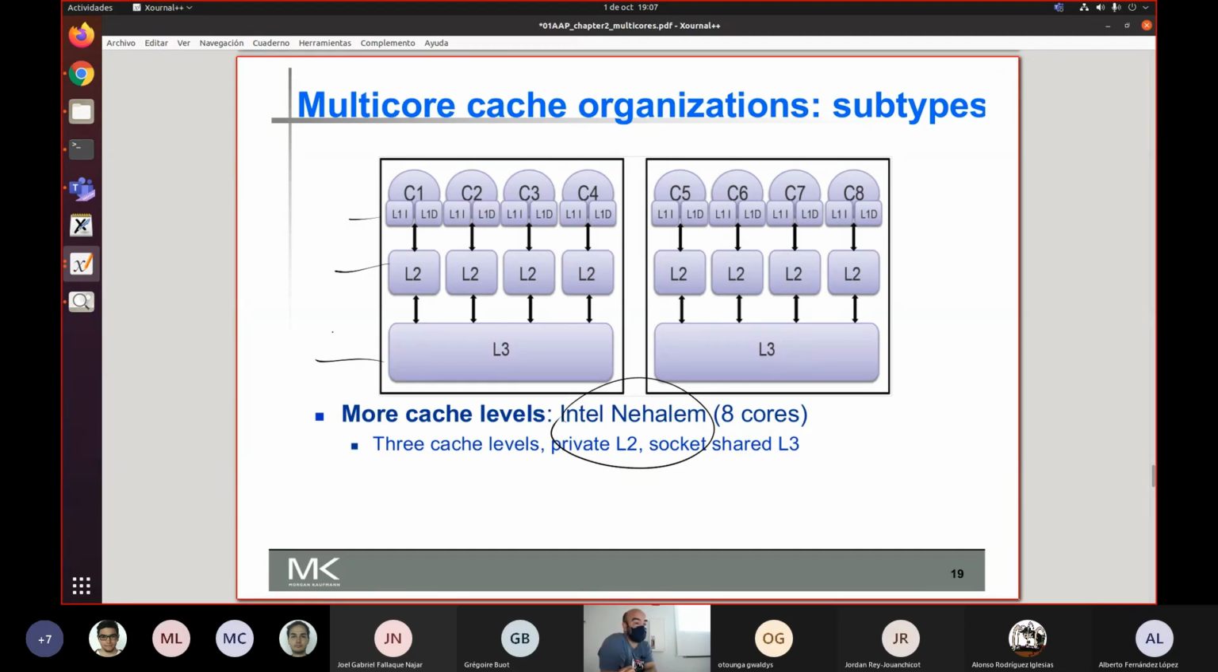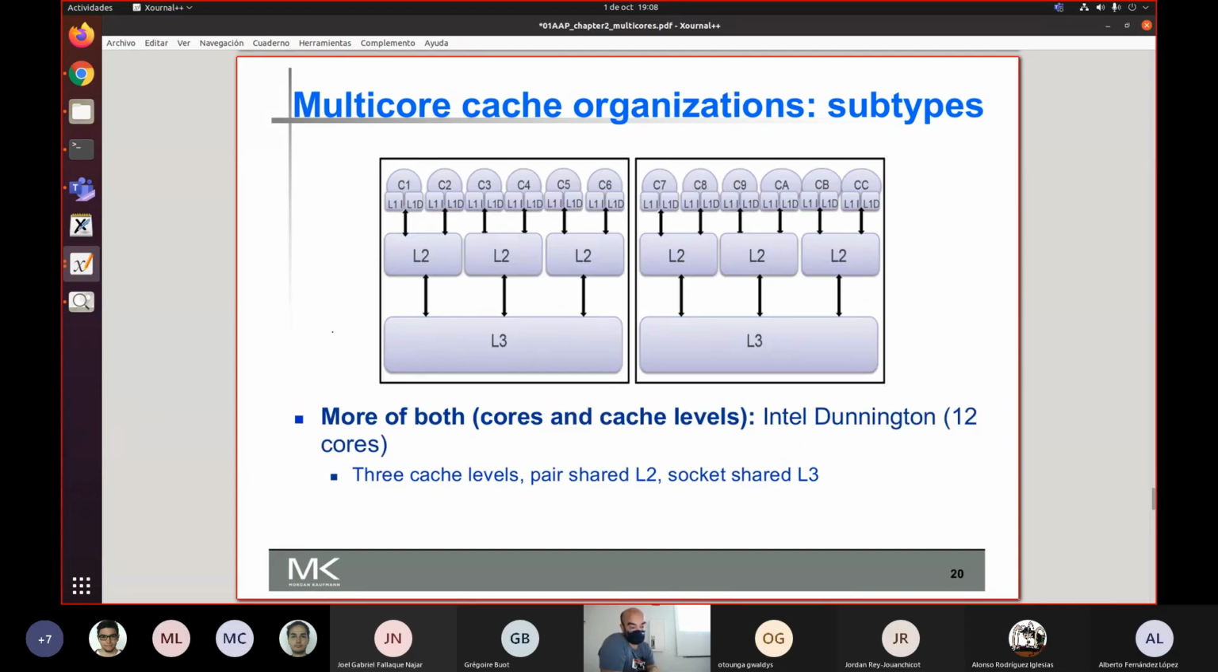And this is Dunnington. The first level is private to each core, the level 2 is shared by pairs, and the level 3 is shared by groups of 6. So you have different options, and obviously they come up with an idea, implement it in simulators, and if they are successful, they implement it finally in hardware.